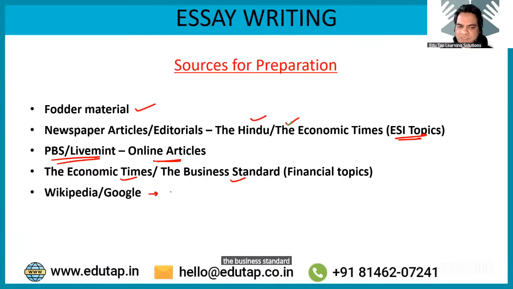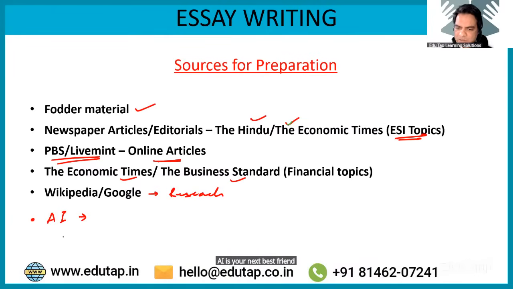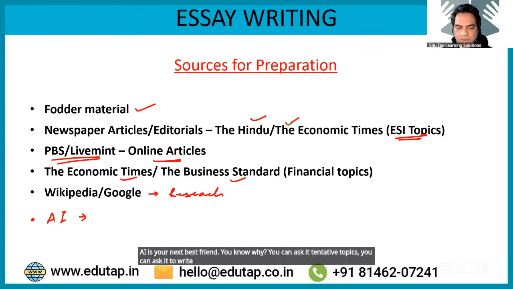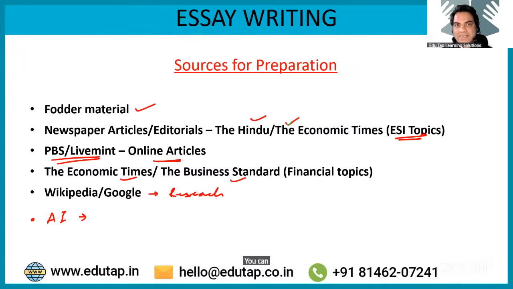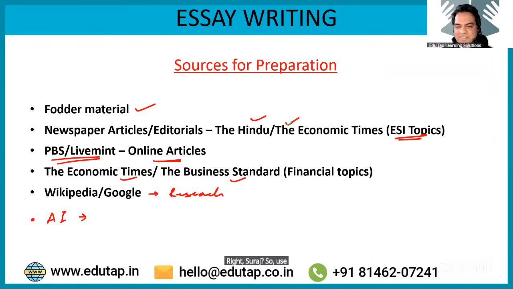For your research, use Wikipedia or Google. And at this point of time, guys, remember, AI is your next best friend. You know why? You can ask it for tentative topics. You can ask it to write an essay on those topics. You can write your essay and then ask it to assess, analyze, and evaluate your essay, give you a score out of 30, tell your mistakes, and tell your improvements as well. Right, Suraj? So use AI very wisely at this juncture, guys. You can use it like your best friend.